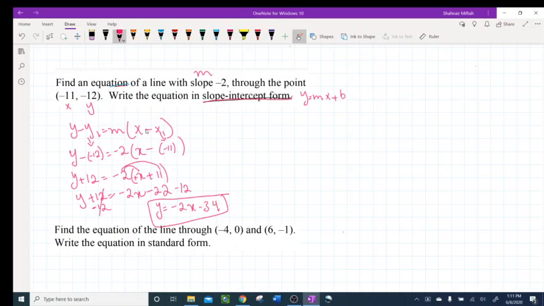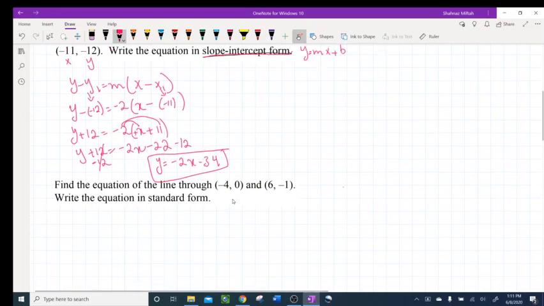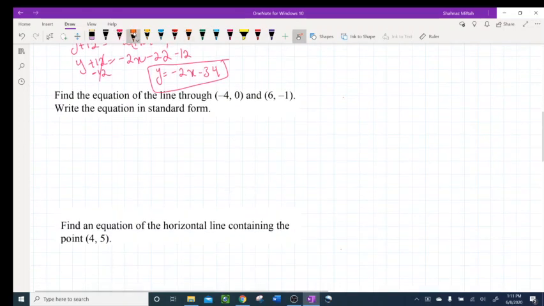Okay, if you have a point, that would be easier to do it. Find the equation of the line through the points (-4, 0) and (6, -1). Write the equation in standard form. What is the standard form of the equation? It's ax plus by equals c. A, b and c are real numbers.